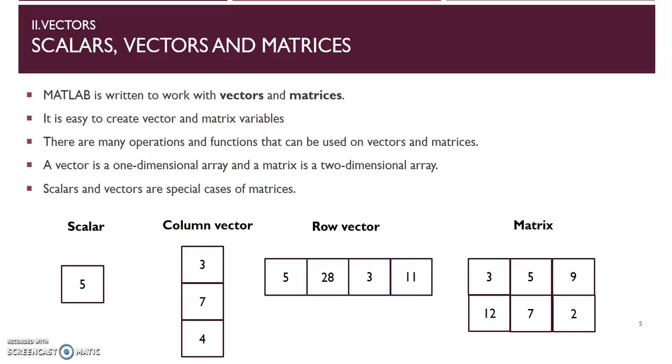Vectors are one-dimensional arrays of scalars. In MATLAB, we can have column and row vectors. Matrices are two-dimensional arrays of scalars. Next, we will see how to create row vectors.